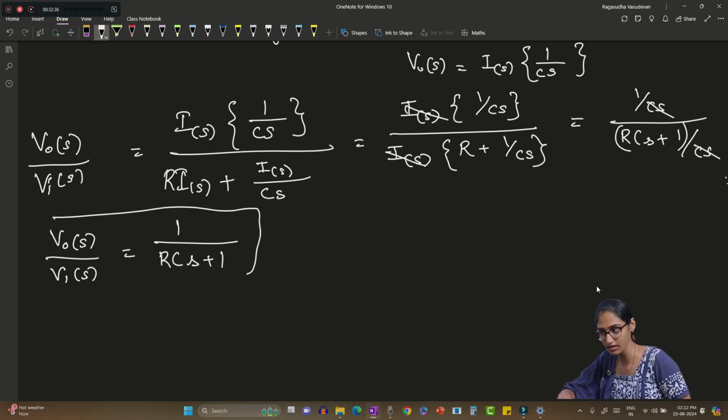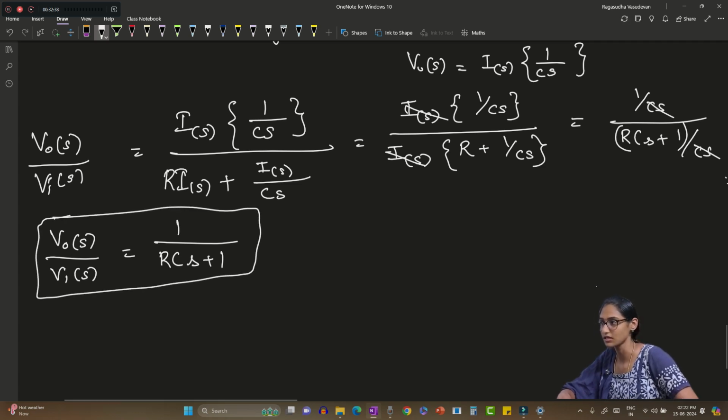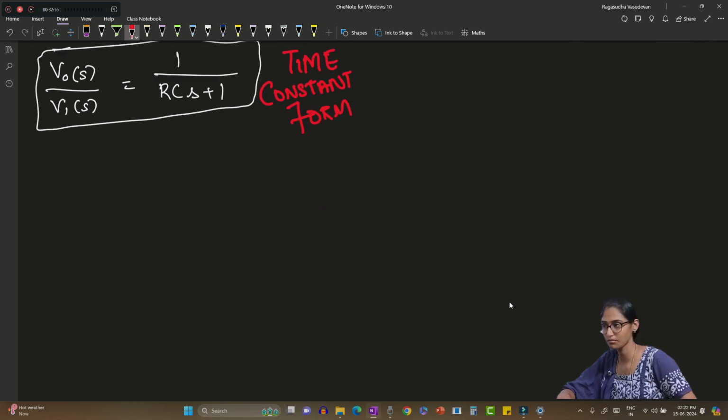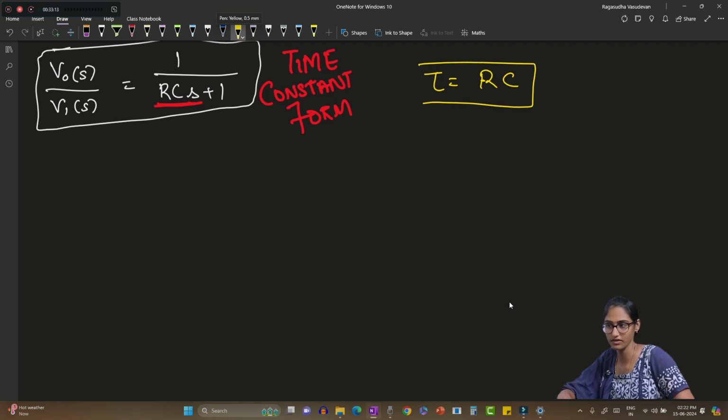This format is called the time constant form. Why is this called the time constant form? Because we can find out the time constant from this term itself. Okay, so what is the time constant in this case? The time constant tau is equal to R multiplied by C. The time constant of a first order system is RC.